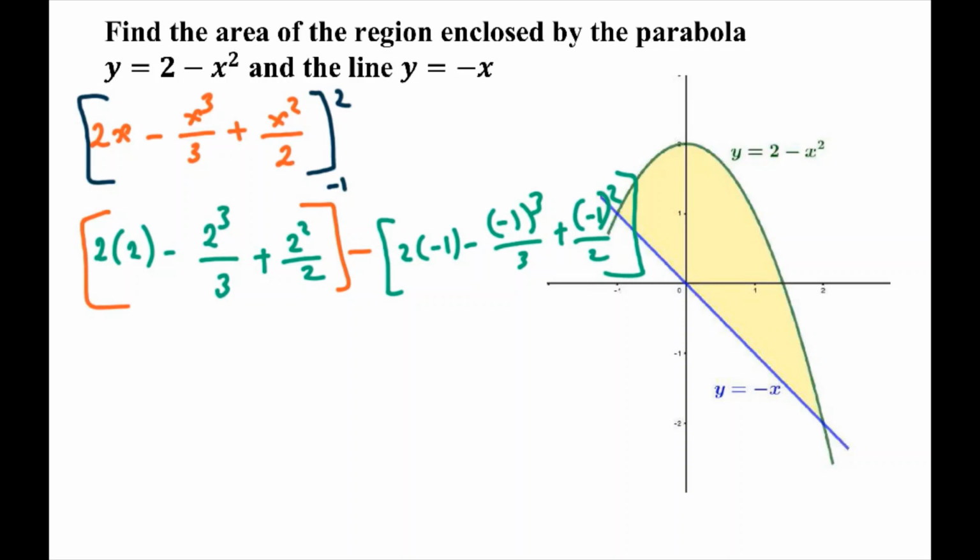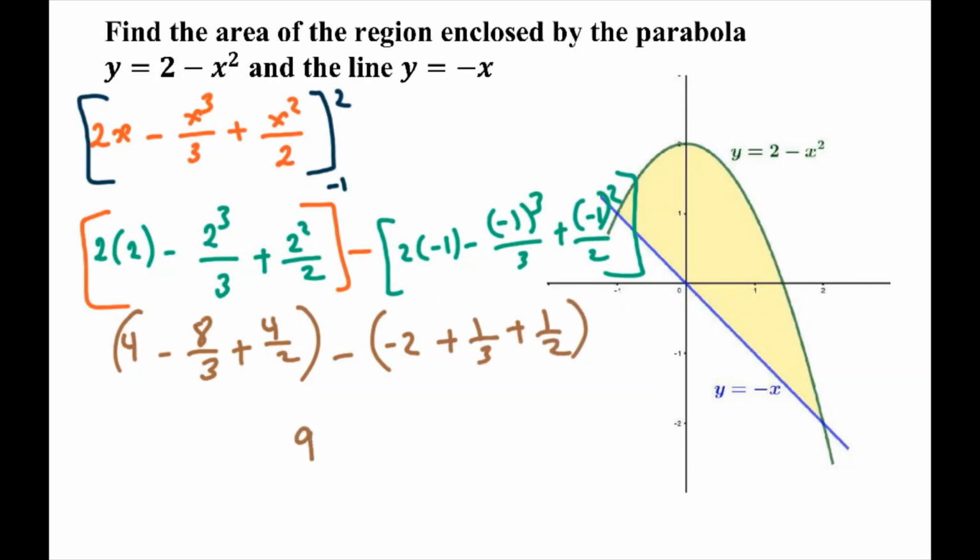And when you substitute, you're going to get 4 minus 8 over 3 plus 4 over 2 minus negative 2 plus 1/3 plus 1/2. Altogether it will be 9 over 2. This is going to be my area between the two curves, 2 minus x squared and negative x.